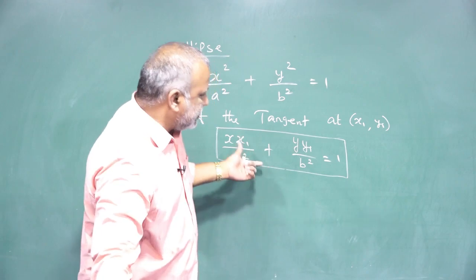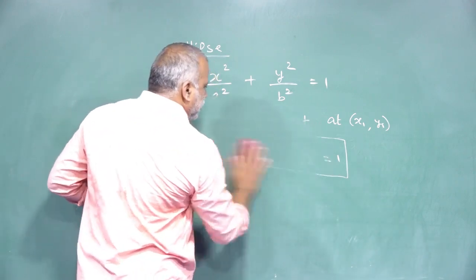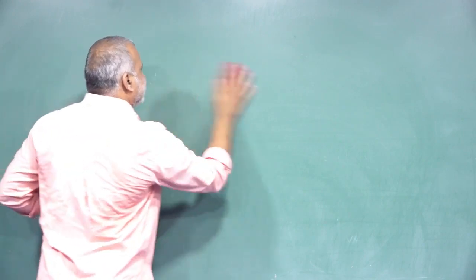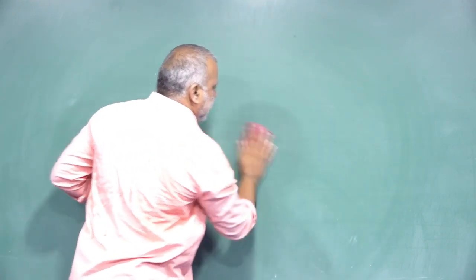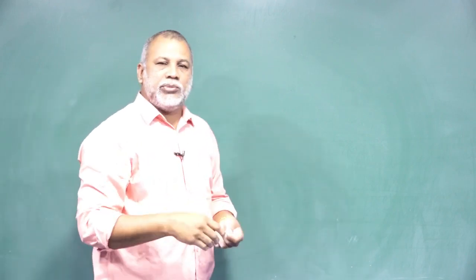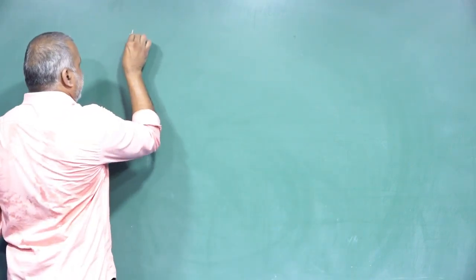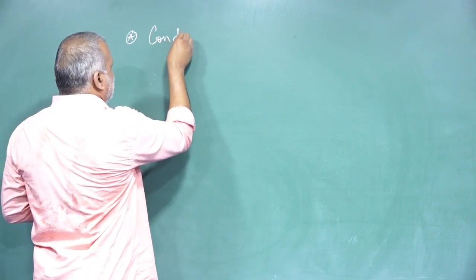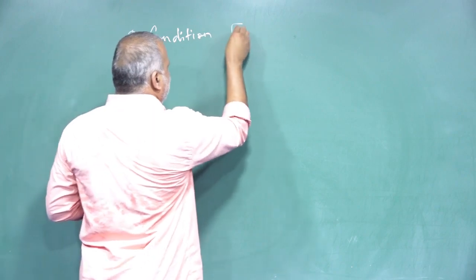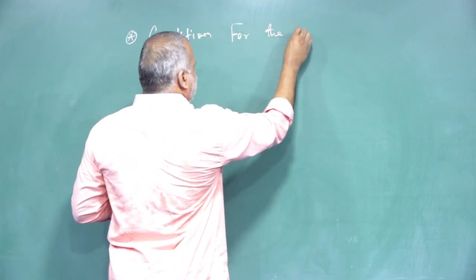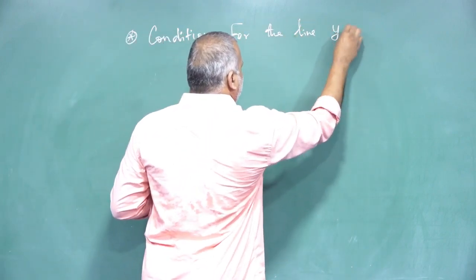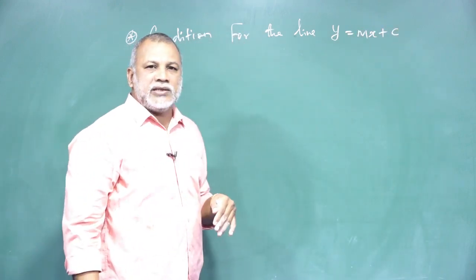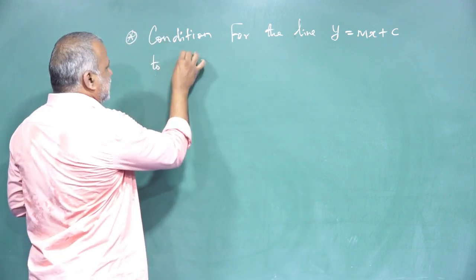Now, for what purpose are we selecting this? Now we are going to derive the condition for the line y equal to mx plus c to be a tangent to the ellipse. That is also an important derivation. Take down this heading: condition for the line y equal to mx plus c to be a tangent.